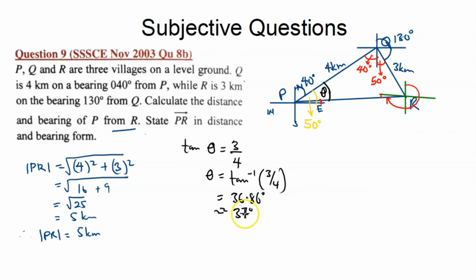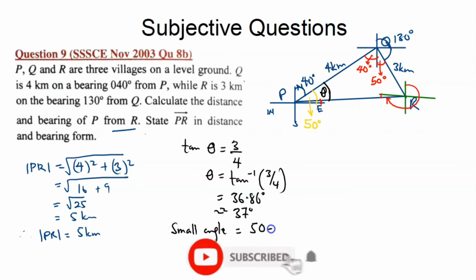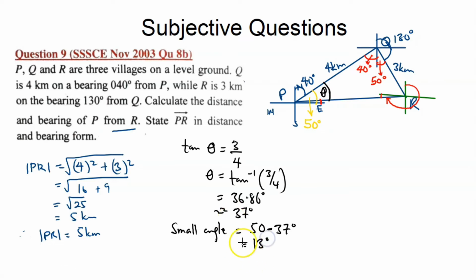37 degrees. So now we can find the smaller angle that we are actually interested in. That smaller angle. So probably you can just write it as small angle will be equal to our 50 degrees minus the 37 degrees we've actually obtained. So when we strike the difference, so we have 50 minus 37, and that gives us an answer of 13 degrees. So we have 13 degrees here, but that isn't the bearing.